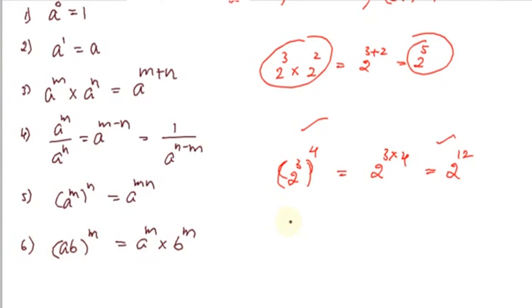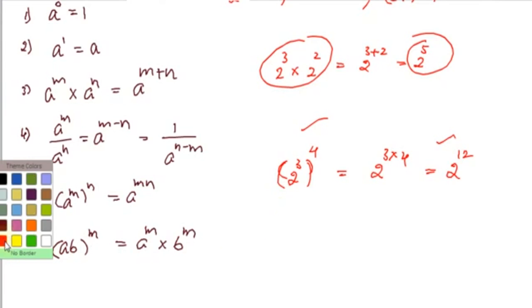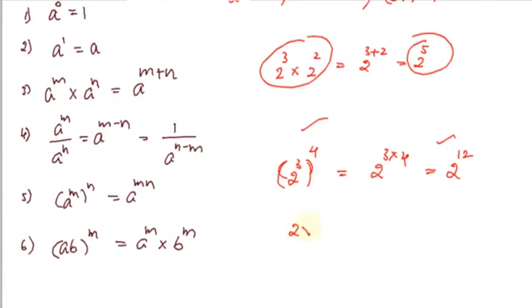Not only this, for any number of factors we can extend this. For example, (2 into 3 into 4) all to the power 2. So we can write 2 power 2 into 3 power 2 into 4 to the power 2. We can split that power to all the bases if it is a product.